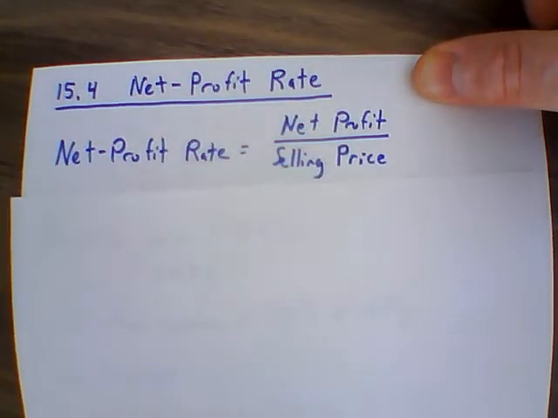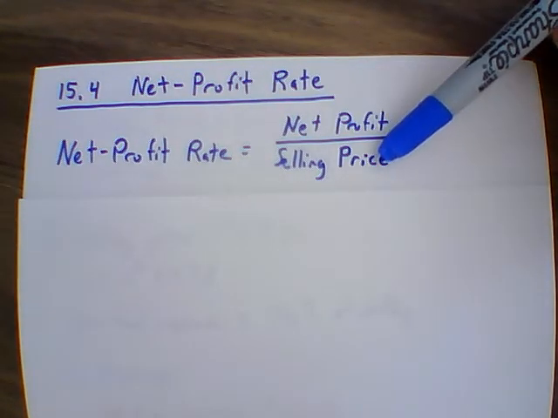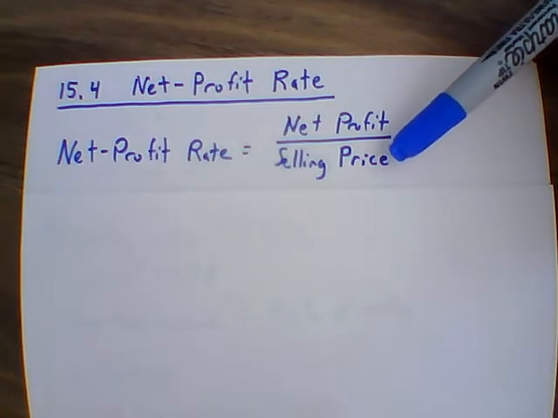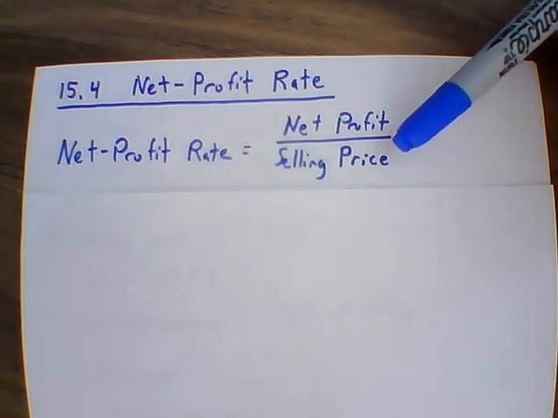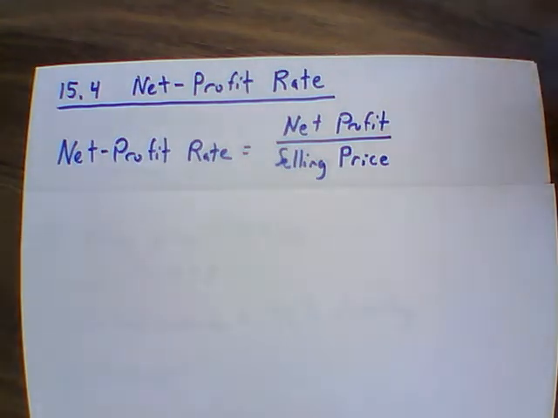So when we look at net profit rate, we're going to find our net profit and then divide it by the selling price. This is going to give us our net profit rate. Do realize that this is telling us the profit as a percent of our selling price. Businesses provide us with basic products we consume, such as food, clothing, electronics.